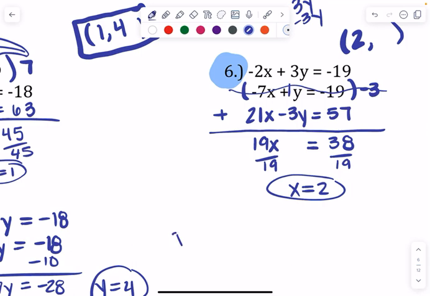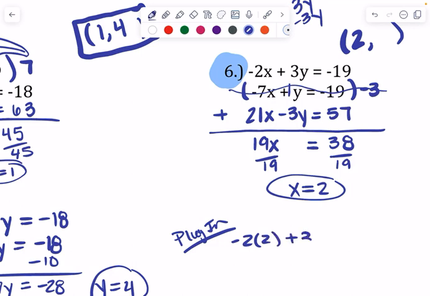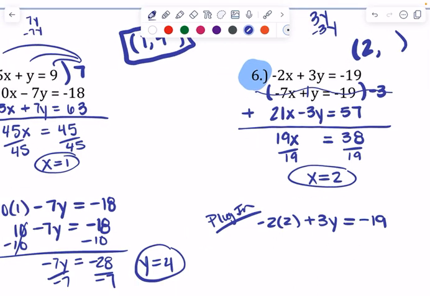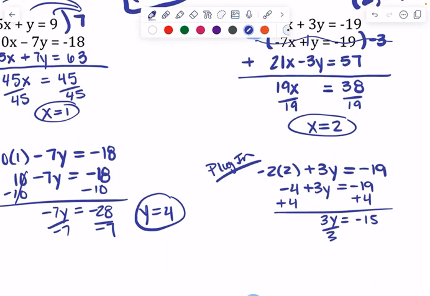Pick one of your equations to substitute x into. I'm just going to pick the one I didn't cross out. So we found x, so negative 2 times 2. We're finding y, so plus 3y equals negative 19. Clean it up, solve for y. So negative 4 plus 3y equals negative 19. Add your 4. Get 3y equals negative 15. Divide both sides by 3.